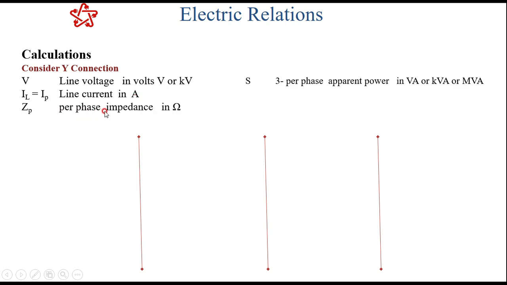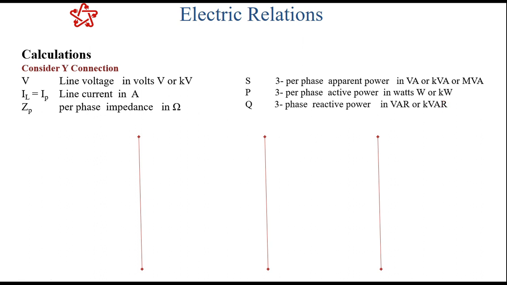ZP is, of course, the per-phase impedance in ohms. Here S is the three-phase power. It is the apparent power for all the three phases, that is volt-ampere, kVA and MVA. The same specification is mentioned for your transformer and synchronous generators. Then P is the active power, also three-phase, measured in watts or kilowatts. And Q is the three-phase reactive power, that is VAR or kVAR.